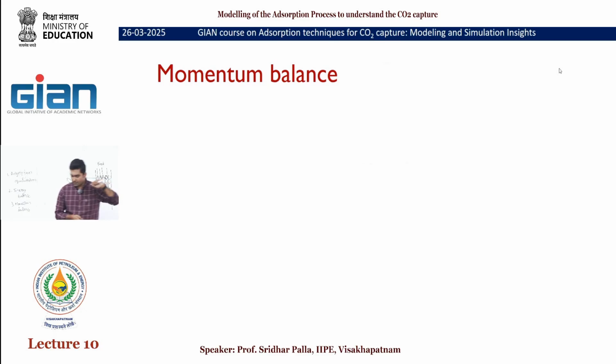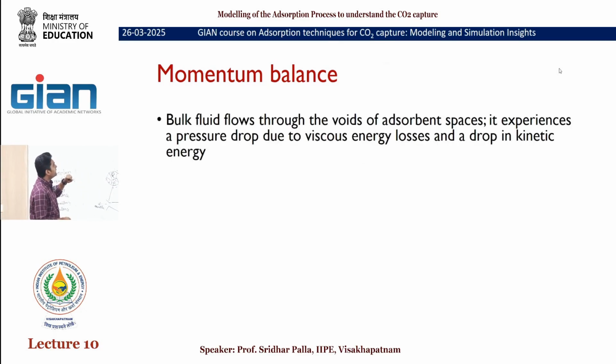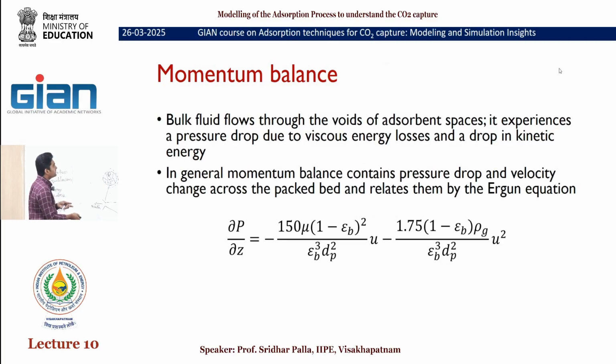There is one more left to estimate the pressure, that is the momentum balance equation. The bulk fluid flows through the voids of this system. We have viscous energy losses and also inertia losses, so we can consider both in this equation. What is this equation called? The Ergun equation. This is a very famous equation to estimate the pressure drop, where we have an inertial term and also a viscous term.